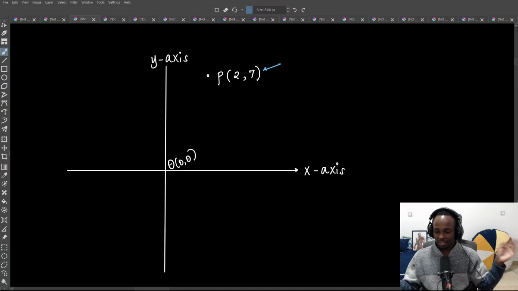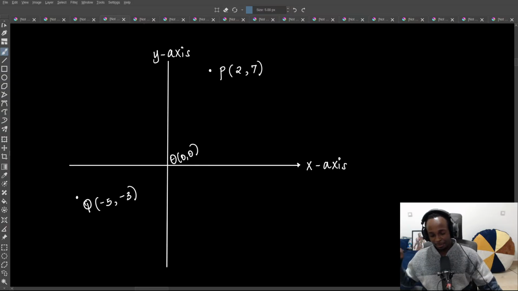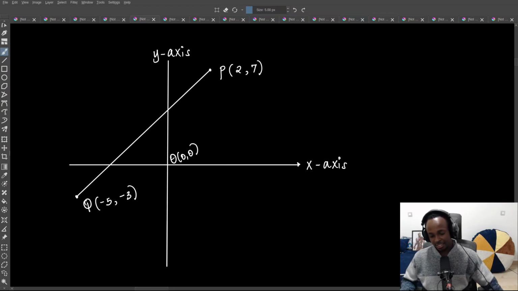So we are going to say that P has the coordinates 2, 7. So the x coordinate is 2 and the y coordinate is 7. Then let's add another point Q, which is -5, -3. So the x coordinate for Q is -5, the y coordinate is -3. And then let's join the 2 points using a line. So we said that a point is defined by its x and y coordinate. On the other hand, now a line is defined by any connection of 2 points.